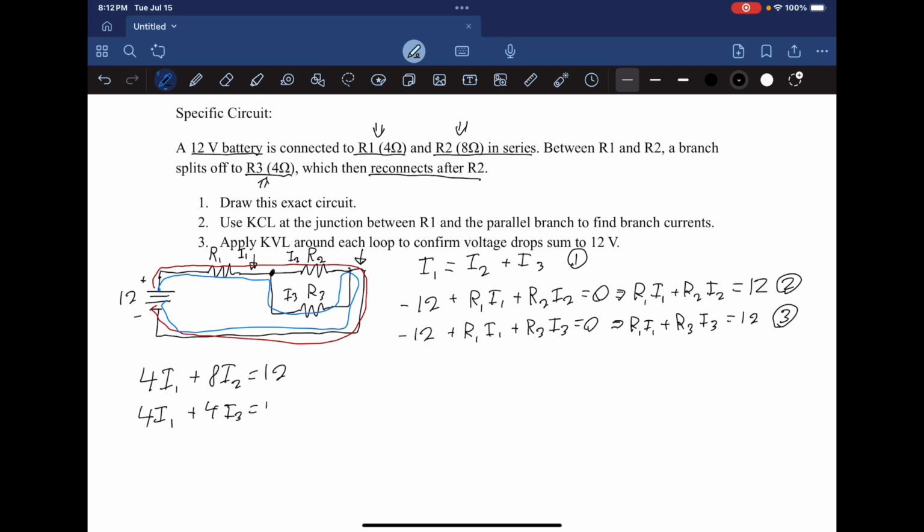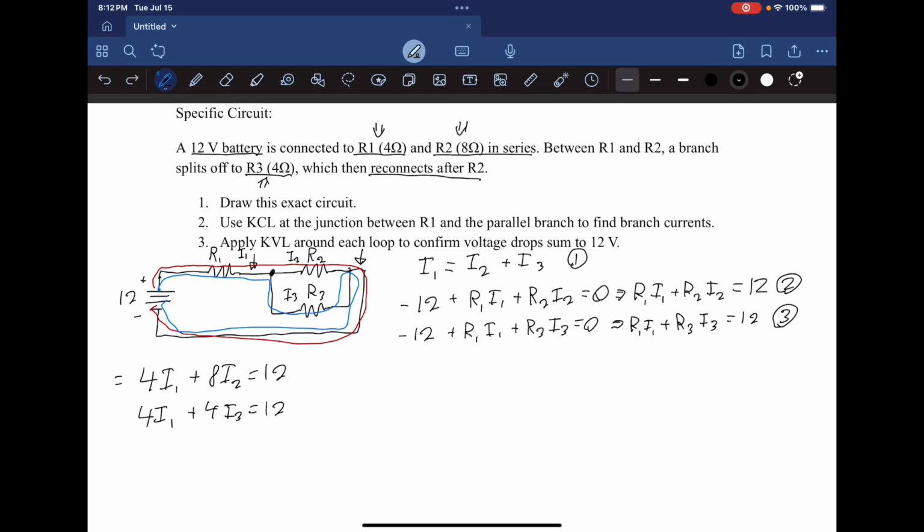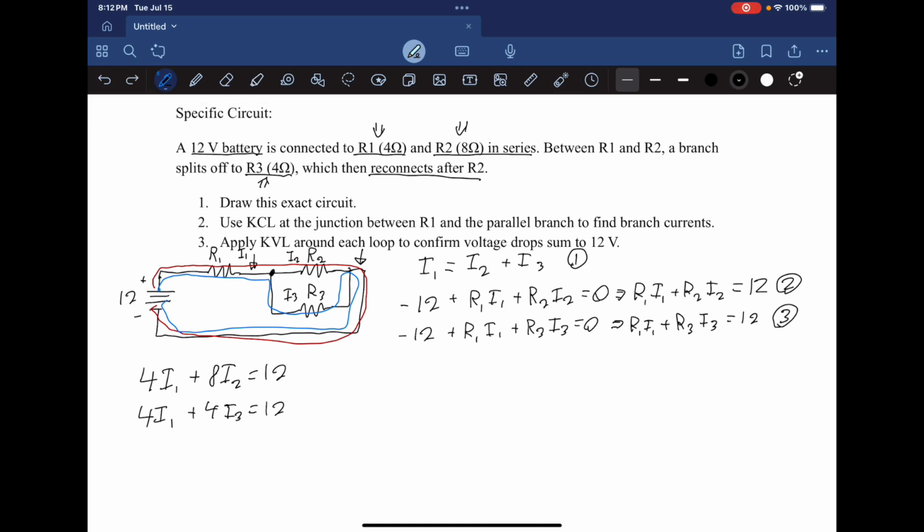I3 equals 12. You may be tempted to just say, well, obviously for this equation here, 4 plus 8 is 12, so I1 and I2 have to be 1. But that's not actually the case, and you'll see why as we go through it, even though that would be very convenient.